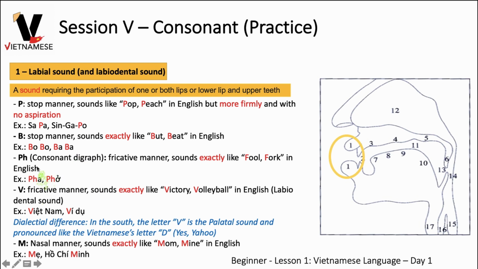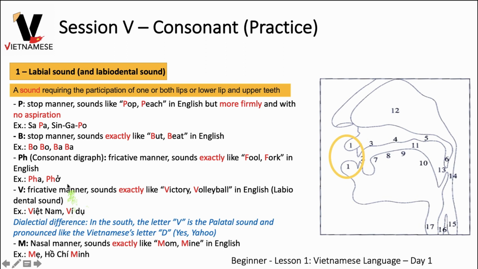Okay, the next one is a consonant digraph. A consonant digraph is a consonant that is created by combining two consonants, and this creates one sound. For example, the consonant ph here sounds like f. This is fricative manner. This sounds exactly like fool or fork in English. For example, fa, or phở.